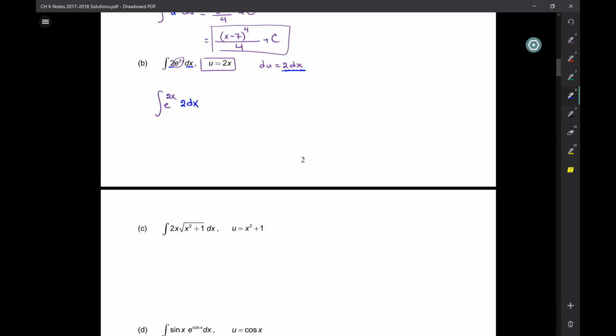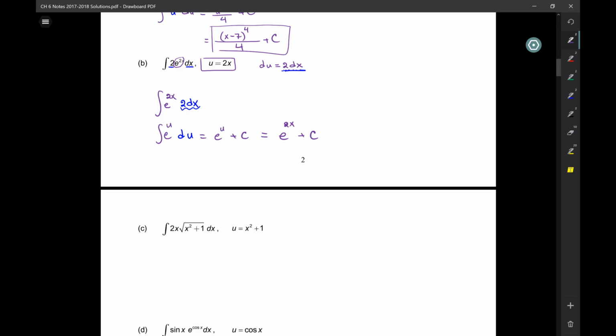So now let's start substituting. I have my integral sign. E I'm okay with. And then what comes after that? 2x. Well, what's 2x? That's a u. And then I have 2dx. But what's 2dx? du. So now what's the integral of e to the u? E to the u plus c. But am I done? No, of course not. So e to the 2x plus c. I got it right.